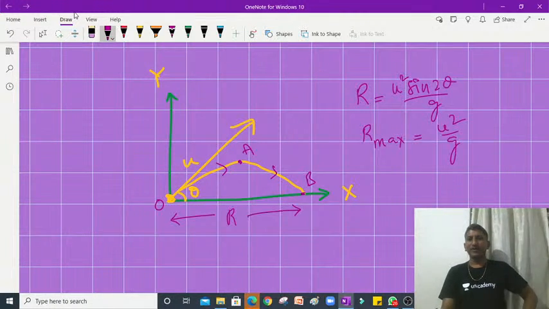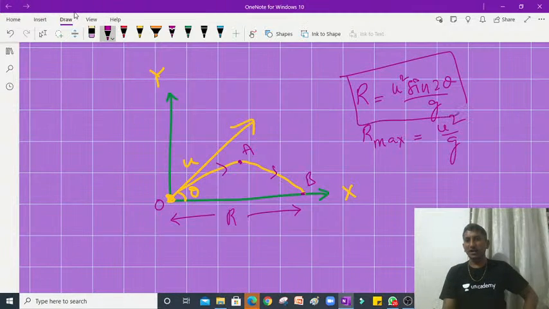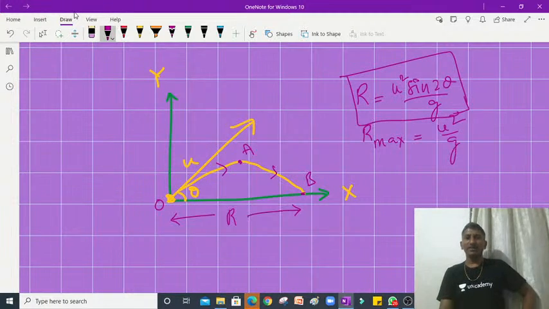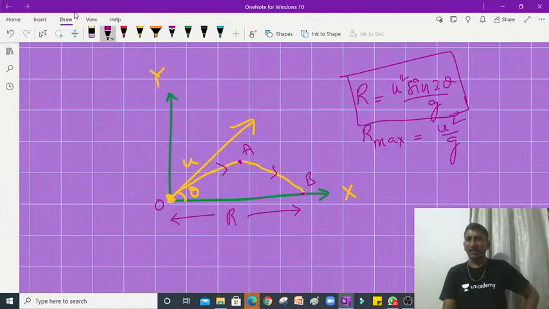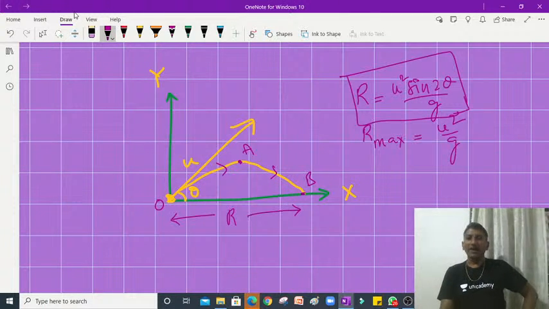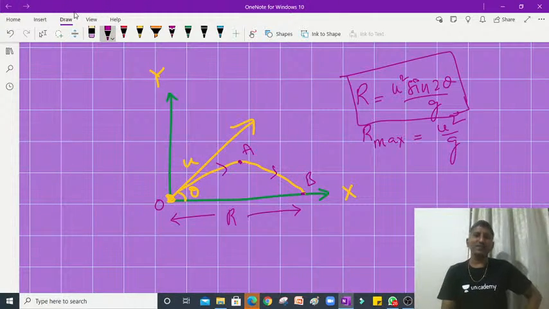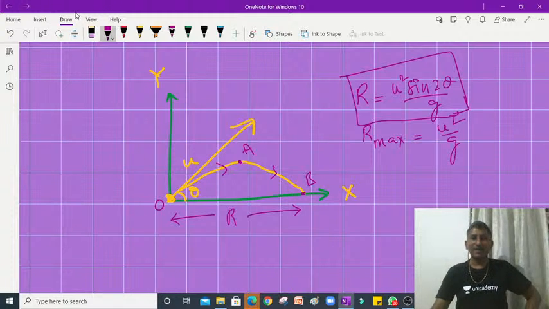Now this range, u square sine 2 theta by g, is possible not only with an angle theta; with another angle also the same range R is possible, under the condition that u is constant. Let us move on.